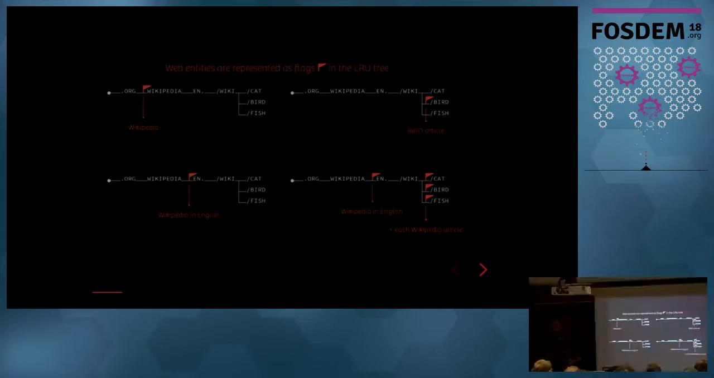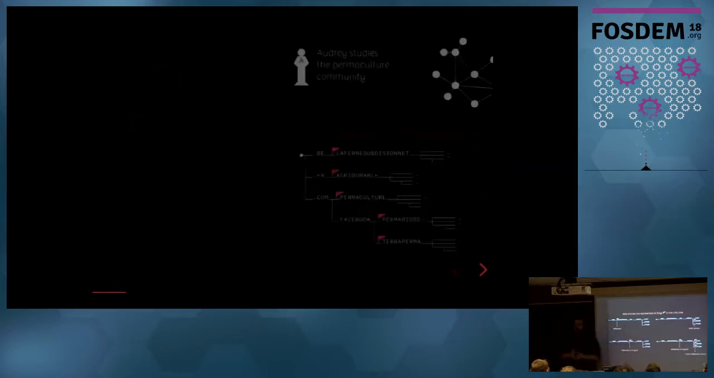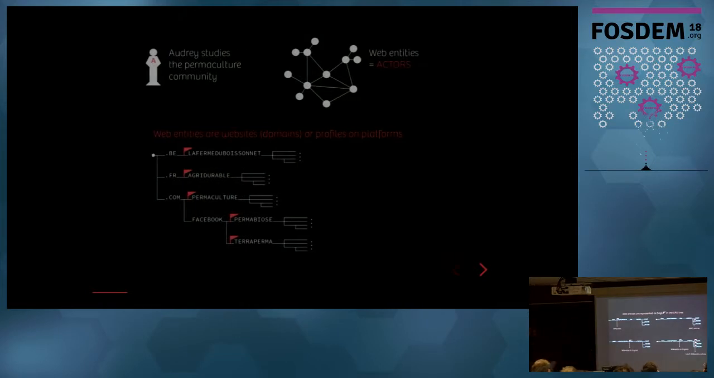A site, if you want, is what we call a web entity. If you put it here, you will have the Wikipedia entity. If you put it after Wikipedia at en, intuitively en.wikipedia.org, you have the English Wikipedia. If you put it on bird, you have just the bird page, which is the entity that is relevant to the analysis. And you can, of course, have multiple flags. So you have Wikipedia and also different articles that might be different entities.